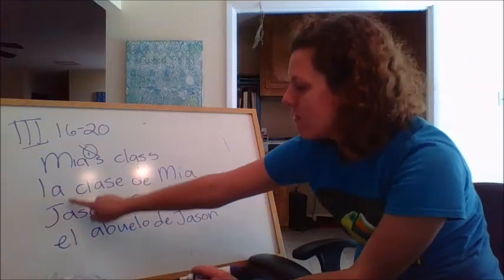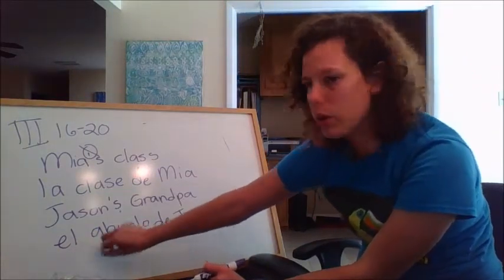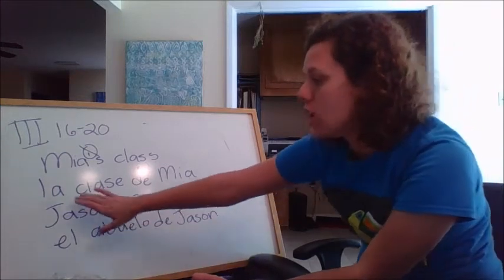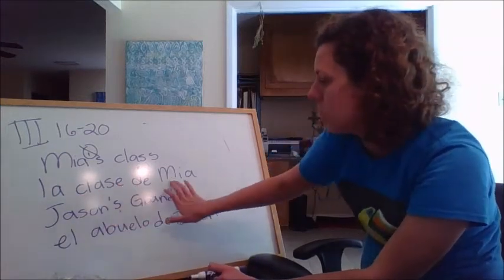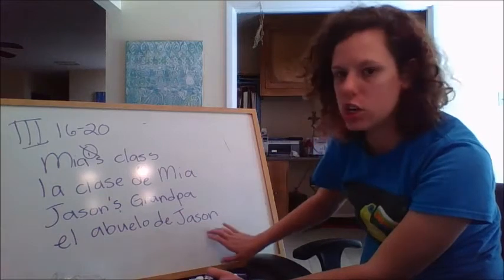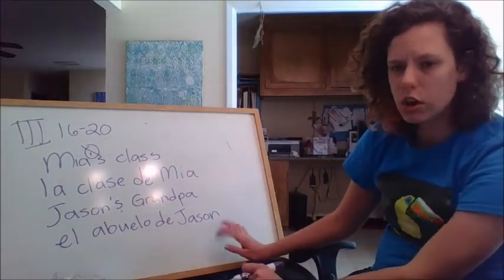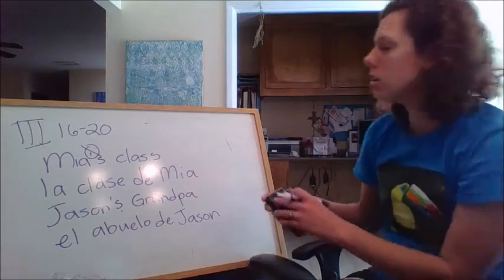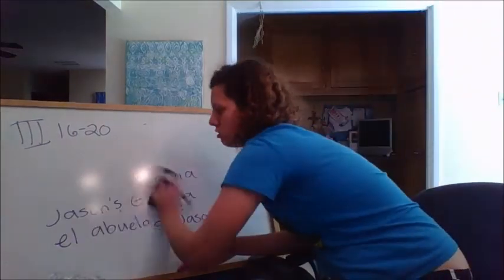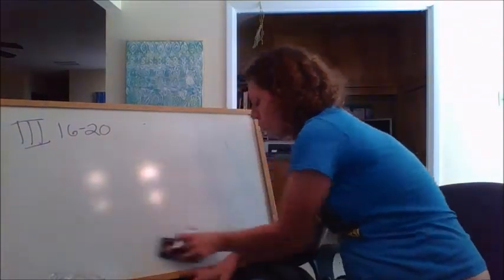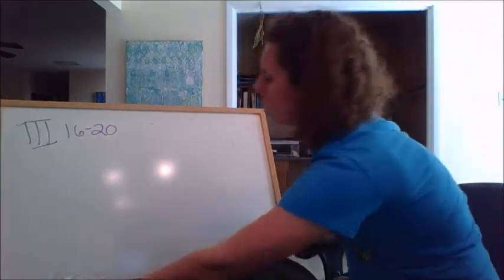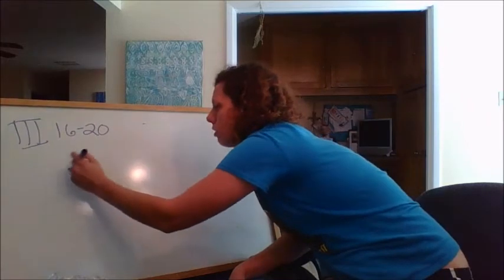You need to have the definite article. You can't just say clase de Mia or abuelo de Jason. You have to say la clase de Mia or el abuelo de Jason. You guys actually on your homework, I think, did a pretty good job of this, where you got confused or you struggled was the idea of category or identification. So you guys have heard me say this, textbook.